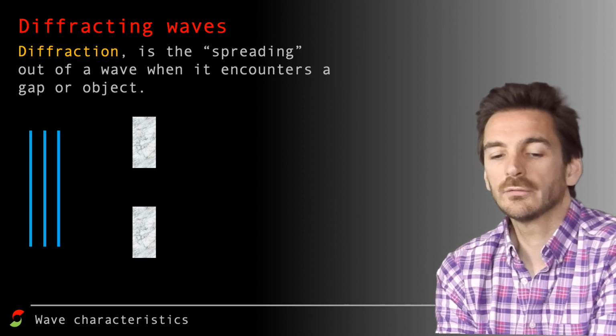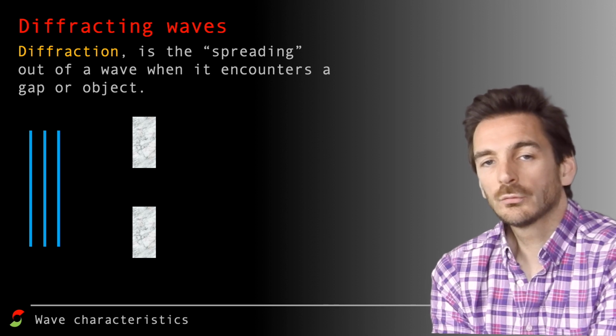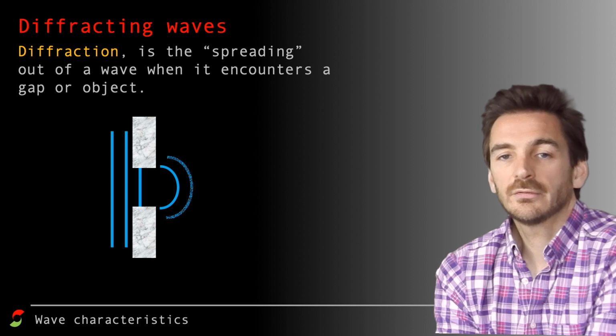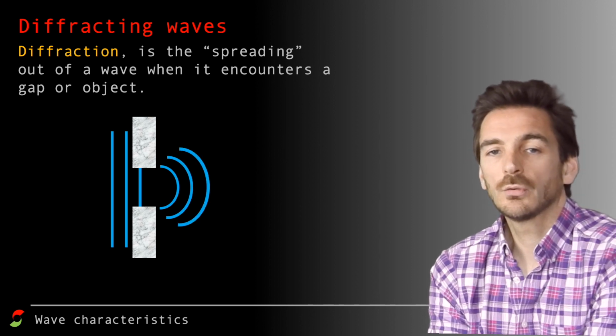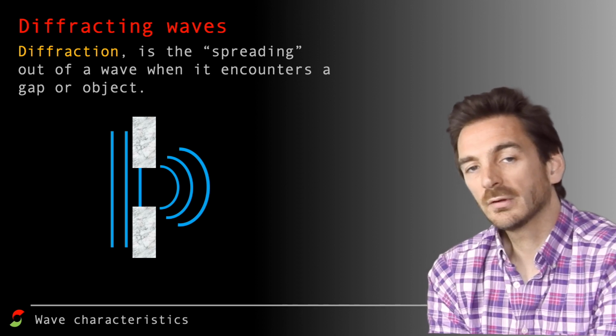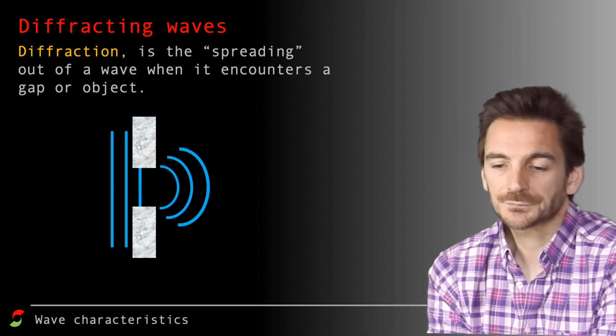So what we've got here is a wave, and we're looking at the wave fronts here. And those wave fronts are going to progress towards the aperture, and then this is how we draw diffraction. It's the spreading out. Notice that the wavelength before and after diffraction is unchanged. Diffraction does not change the wavelength of the wave.